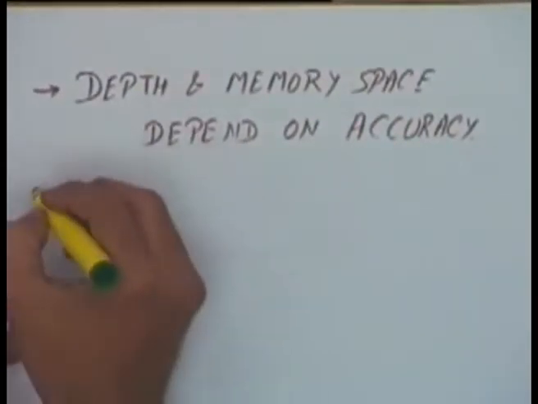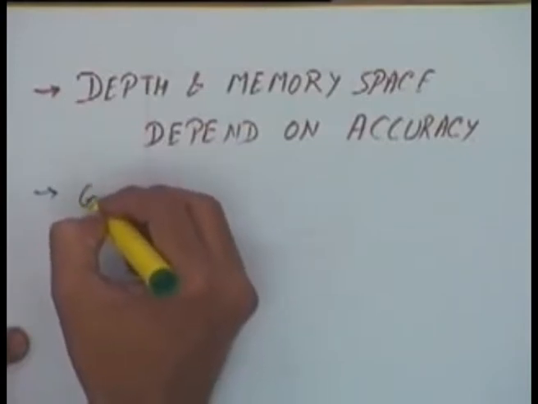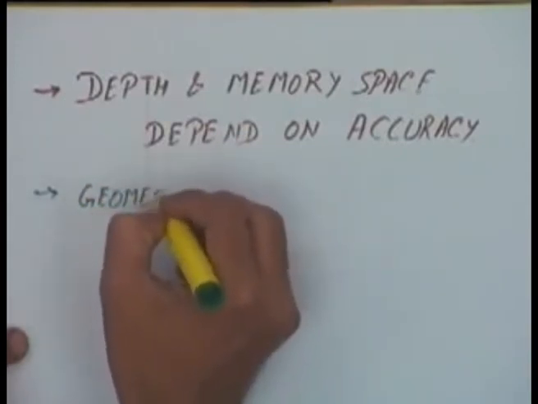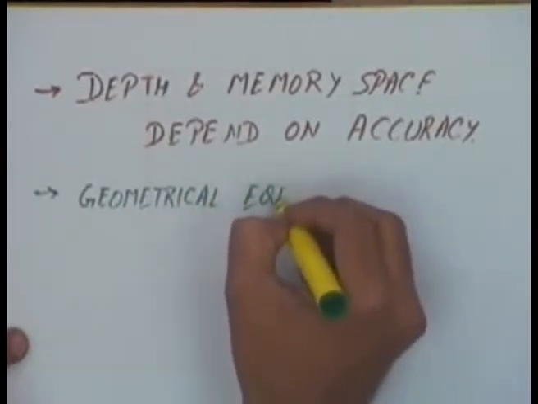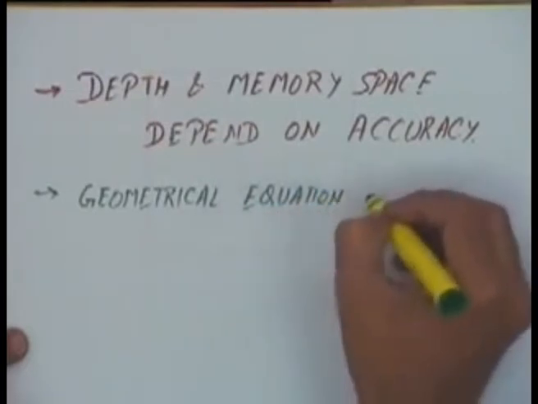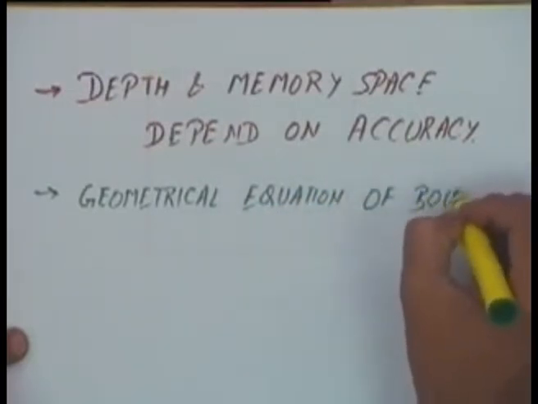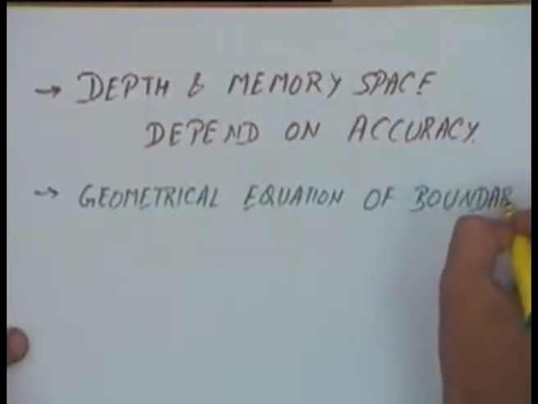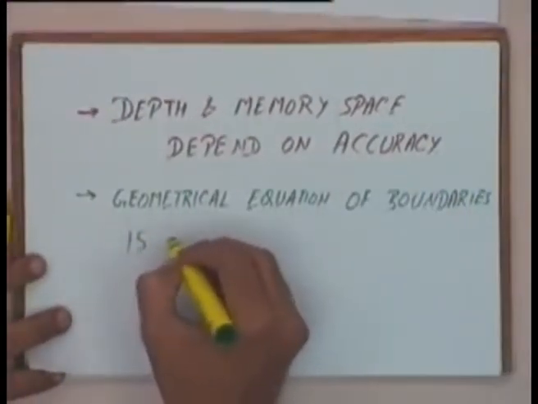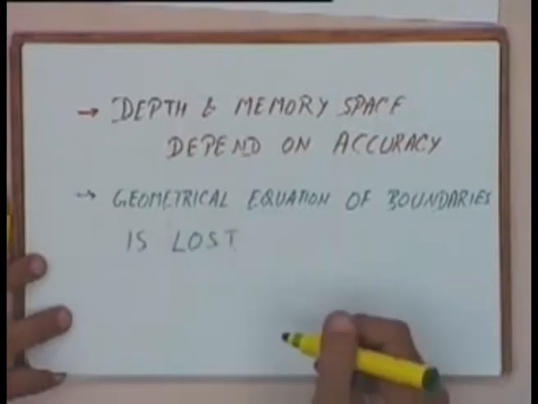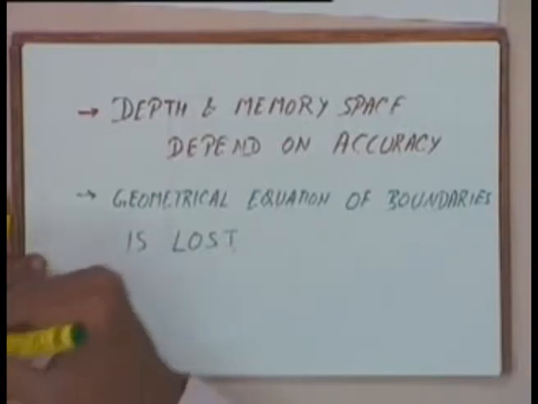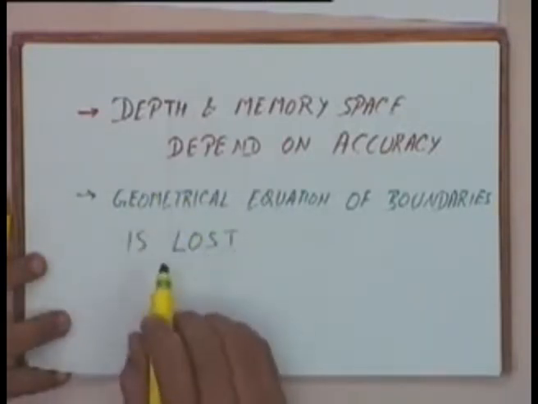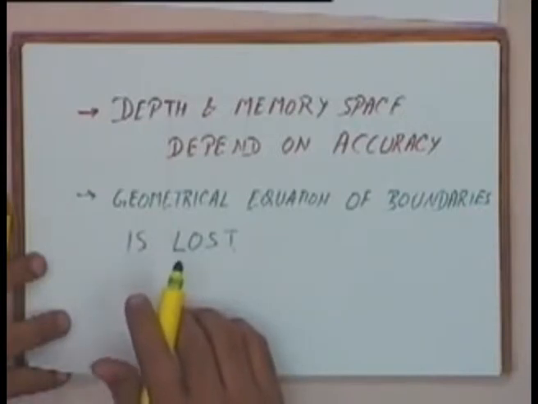So in a pure quad tree we say that the geometrical equation, or the equation of the boundaries, is lost. That is one big disadvantage of this. We don't know what will be the equation governing the curve, the bounding curve.